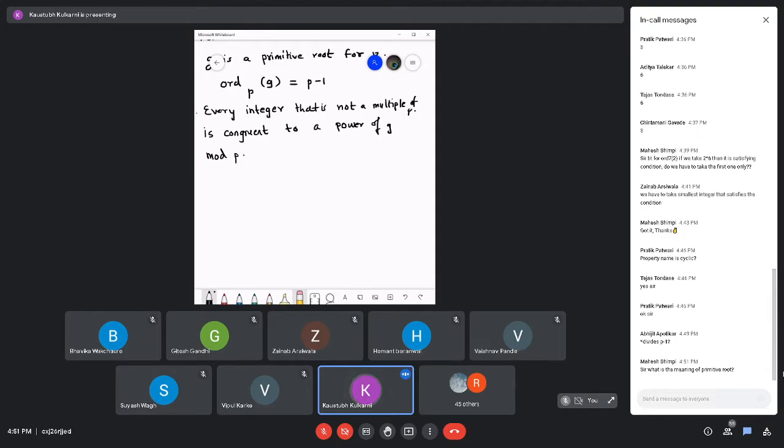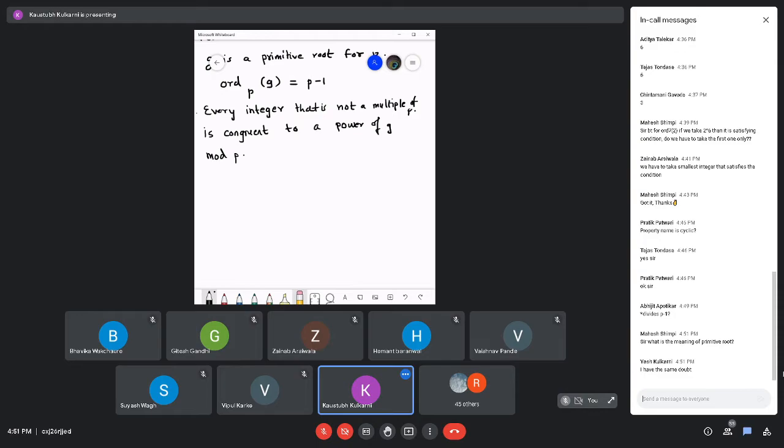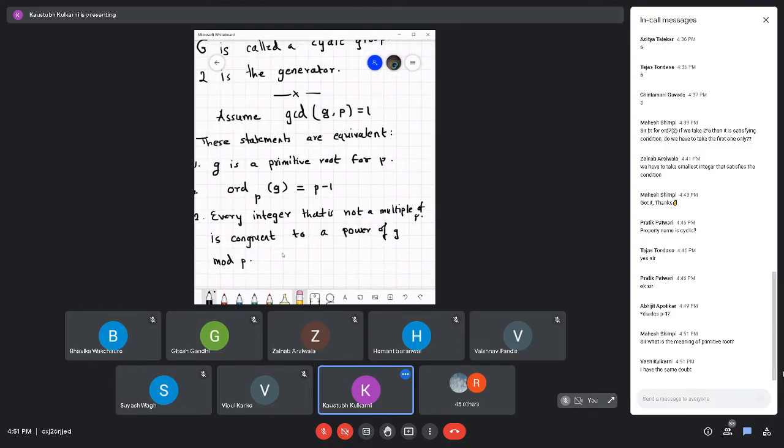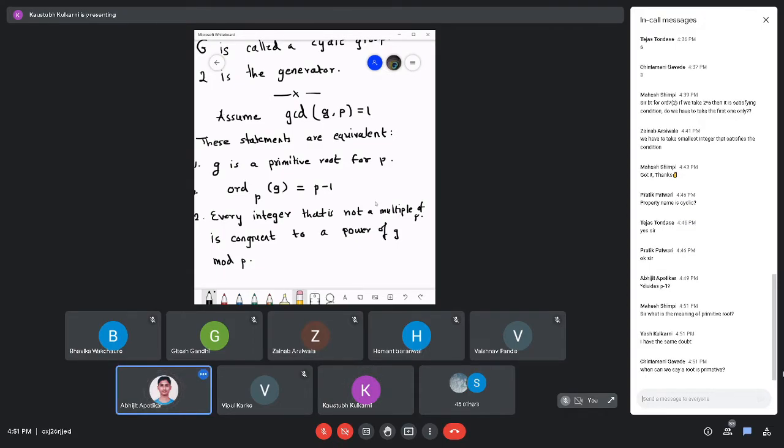What is the meaning of primitive root? Divides p minus 1. No, I did not understand. Divides p minus 1, Abhijit. Sir, you wrote order of G modulo P is equal to P minus 1. Yes, because G is a primitive root, and GCD of G and P is 1. Okay, sir, got it.